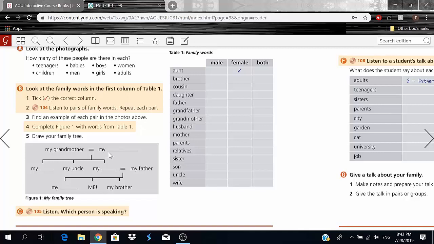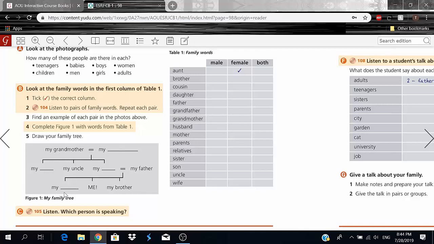So we have my grandmother. I could probably say the only logical word that comes next is my grandfather, okay? And these are pairs as well, you guys. So my grandmother, my grandfather, pairs of words. Probably my aunt, okay? So my aunt, my uncle, and my mother equals my father. So here will be my aunt, A-U-N-T, my uncle, and my mother.